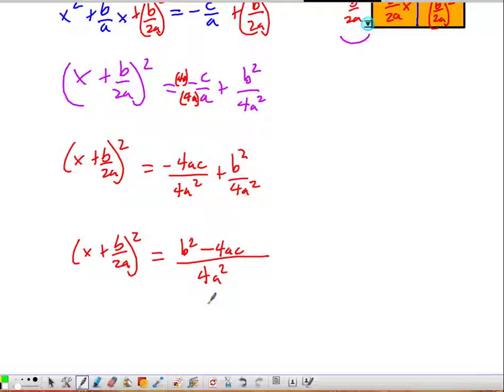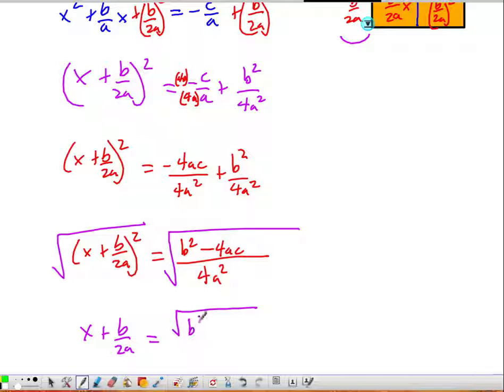So now, we finished completing the square. Now what we need to do is solve for x by taking the square root of both sides. So if we take the square root of both sides, we get x plus b over 2a. Now since this is a fraction, I can take the square root of the numerator, and I can take the square root of the denominator.